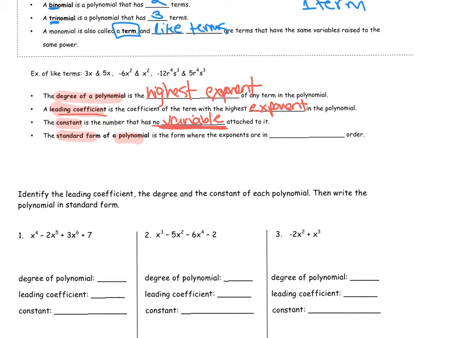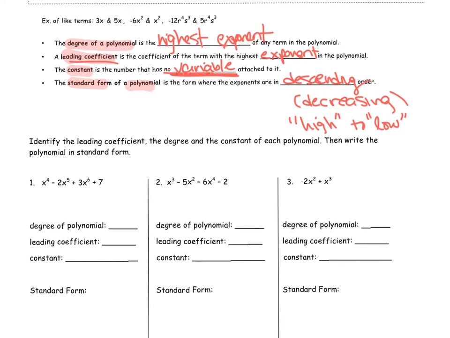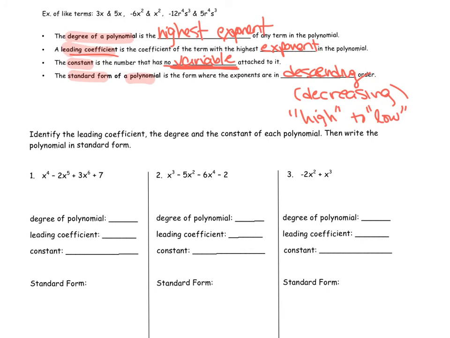Standard form of a polynomial is the form where the exponents are in descending order, or we can think about it as decreasing. Really what I mean here is that we're going from high to low. So just to make sense of all of these definitions, I am going to go through the first example with you, and then you guys are going to practice. So let's do this example together. You guys are going to do the second one, and I'm going to do the third one with you.